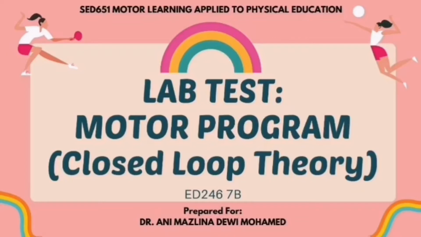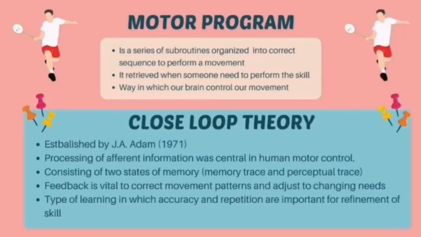In this video, we will present our lab test report on motor program closed loop theory. Before we start, let's take a look at the definition of motor program. Motor program is a series of subroutines organized into the correct sequence to perform a movement. It is retrieved when someone needs to perform the skill. Motor program is a way in which our brain controls our movement.